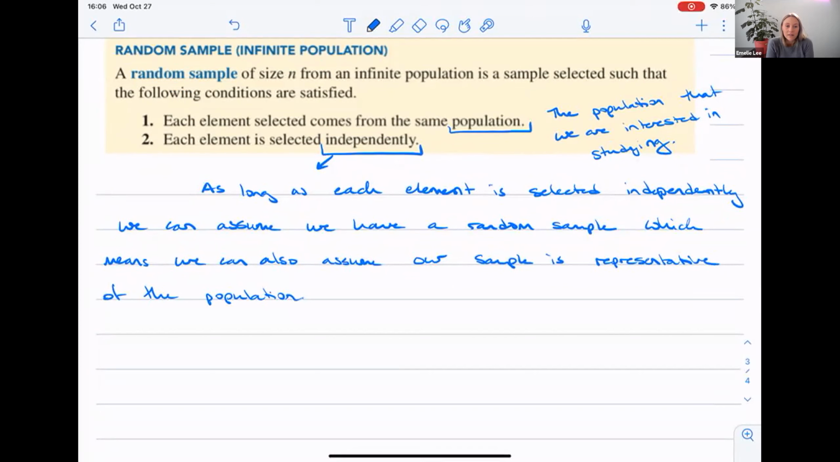That's a good thing, because that's the only way that we're going to be able to use the sample to draw conclusions about the population, right? And so everything's just kind of hinging on this. How did we collect our data?